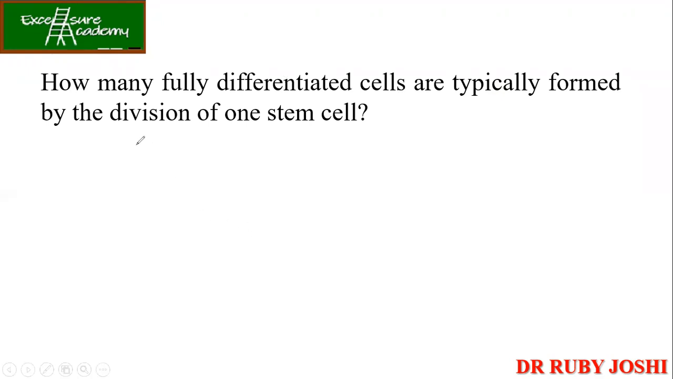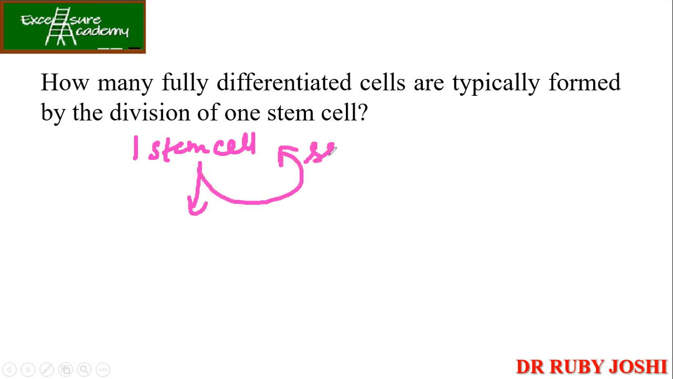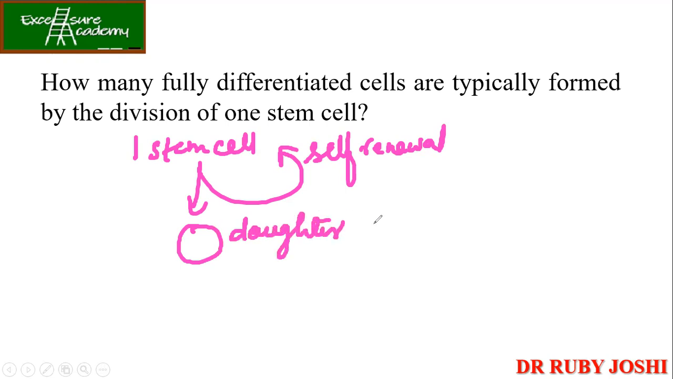So for one stem cell, when it divides, it gives you one daughter cell and it goes for the self renewal, right? And that's how it maintains its own population. So whatever you get over here, the daughter cell, now this daughter cell is going to further divide. So it is going to divide further and gives you two copies.